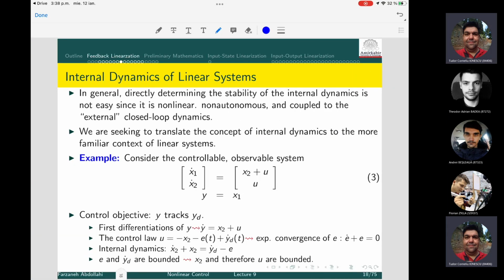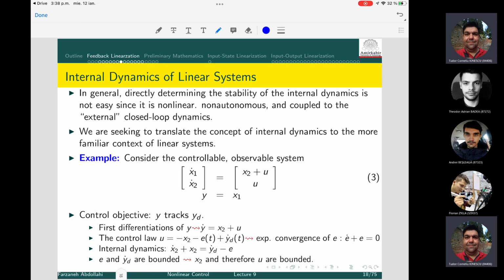Now let's talk about the internal dynamics of linear systems. Let's apply the concepts we have seen so far to the particular case of linear systems, because linear systems are always, or should always be, a particular case of the general theories we developed in systems theory. If linear systems are not a particular case, then you have a problem with your theory. Just trust me, this is always the case.